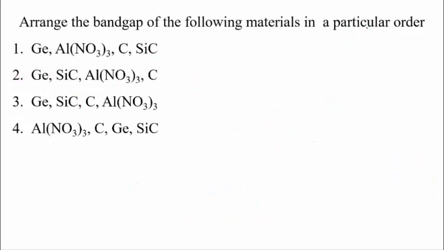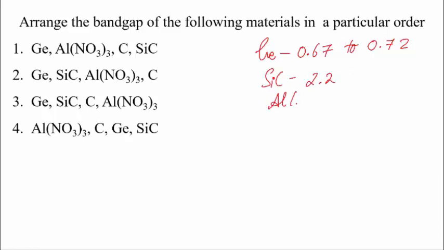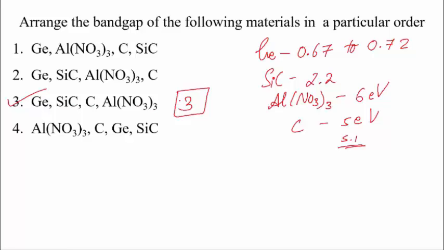Arrange the band gap of the materials in a particular order. Now if I am talking about germanium, it is 0.67 to 0.72. If I am talking about silicon carbide, it is roughly 2.2 or 2.3 you will be getting. If I am talking about aluminum nitride, I will be getting 6 electron volts. If I am talking about carbon, it is 5 electron volts or 5.1 electron volts. So if I am arranging in a particular order, what I am getting is germanium, silicon carbide, carbon as well as aluminum nitride. So the suitable option that is going to follow is option 3 is correct.